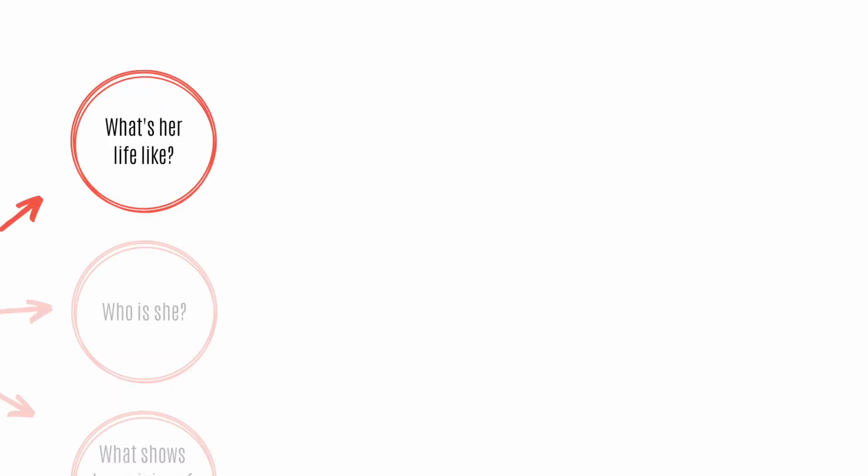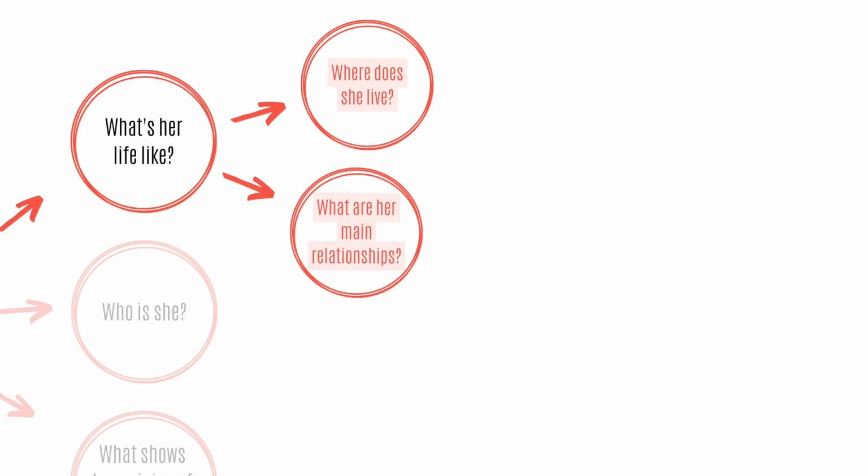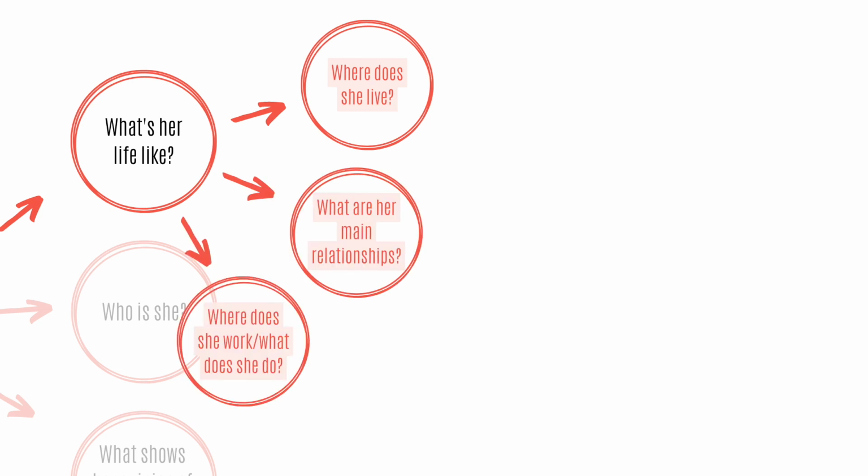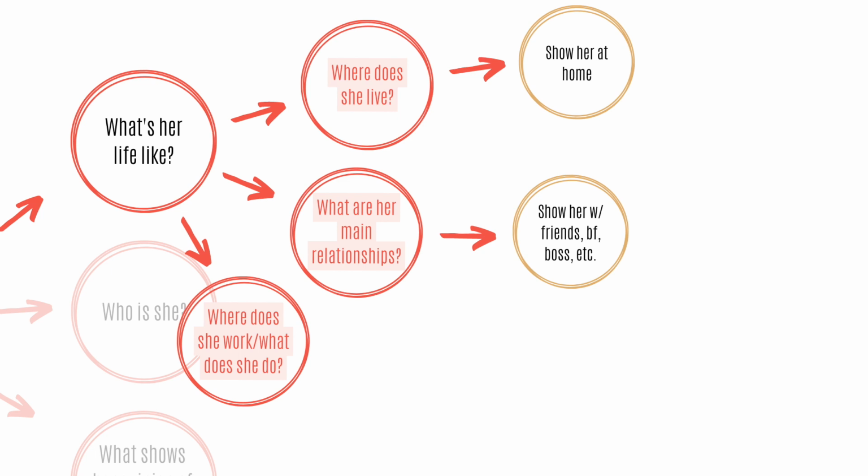What is her life like? Okay, well, where does she live? What are her main relationships? And where does she work? Going from there, I'll know what kind of scenes I need. So I'm going to break that down further into, I know I'll need to show her at home, show her interacting with her friends or her boyfriend or her boss or anyone who's in her life, and I'll need to show her at work.